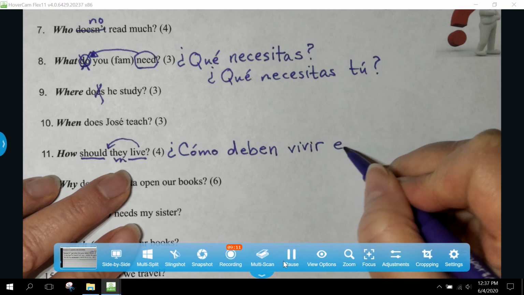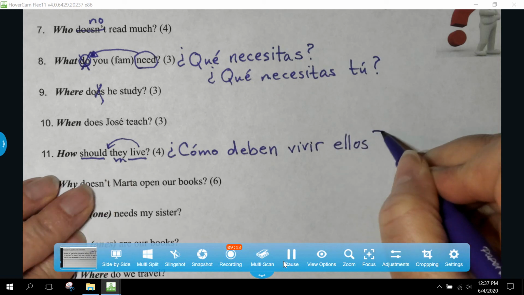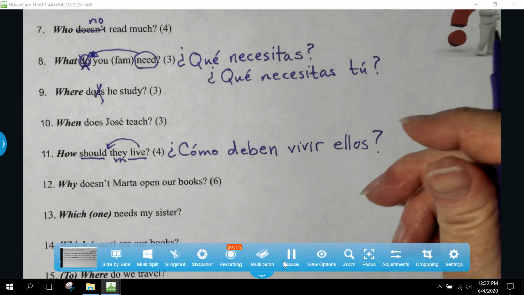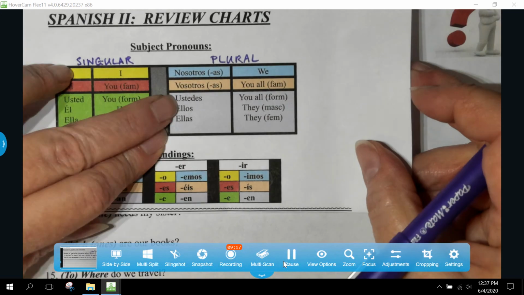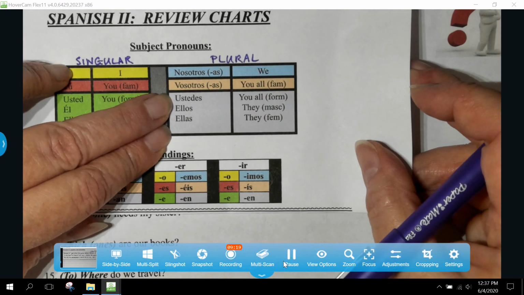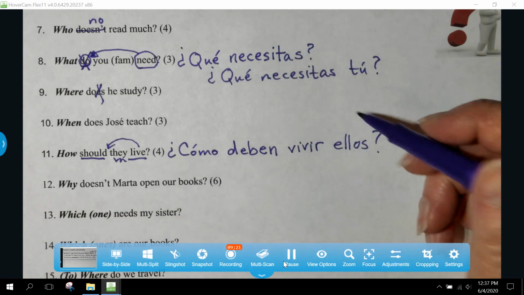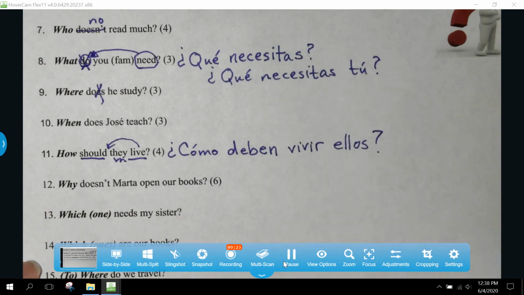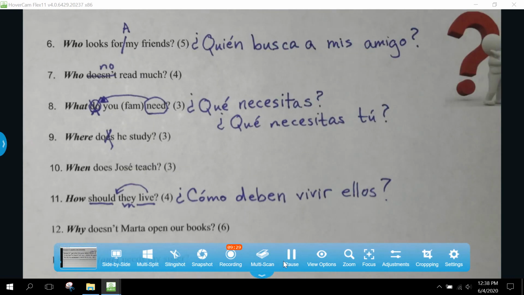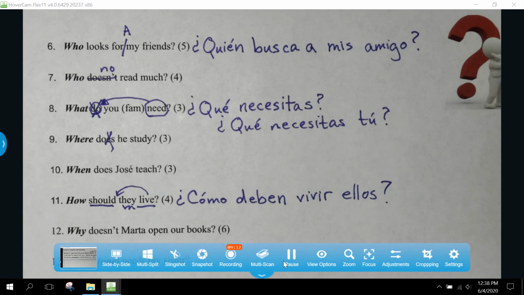And then you cannot drop the ellos because the ellos is in the purple and there's more than one thing there. Too many options, can't drop it. And I am mixing from there on, so be careful. And that concludes doing questions.